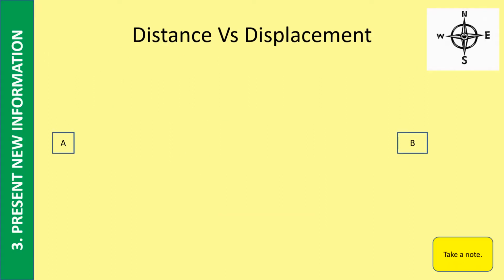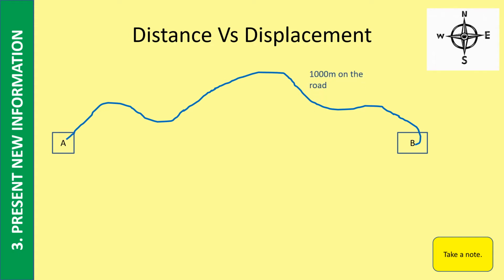Have a look at this situation. Two points, A and B. Now imagine a car travels from point A to point B along this road here. Now the distance travelled is, for example, 1,000 meters on the road, but that doesn't give us any indication of the direction in which that distance has been travelled. Distance is a scalar quantity. It only has size or magnitude. It doesn't have any direction associated with it.